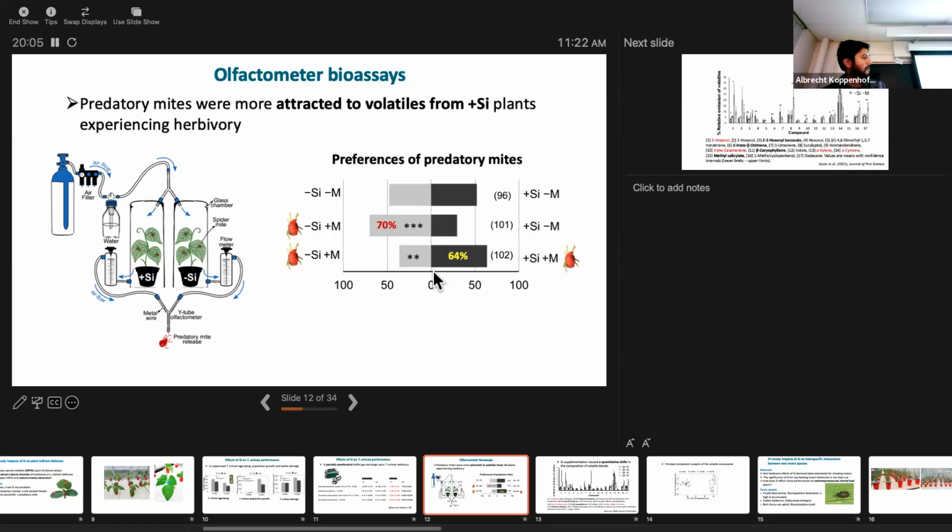So this is important because if these predatory mites were attracted to plus silicon plants even in the absence of spider mites, this could actually reduce their foraging efficiency. So we found that the plus silicon plants were attractive to the predatory mites only when they had spider mites on them.